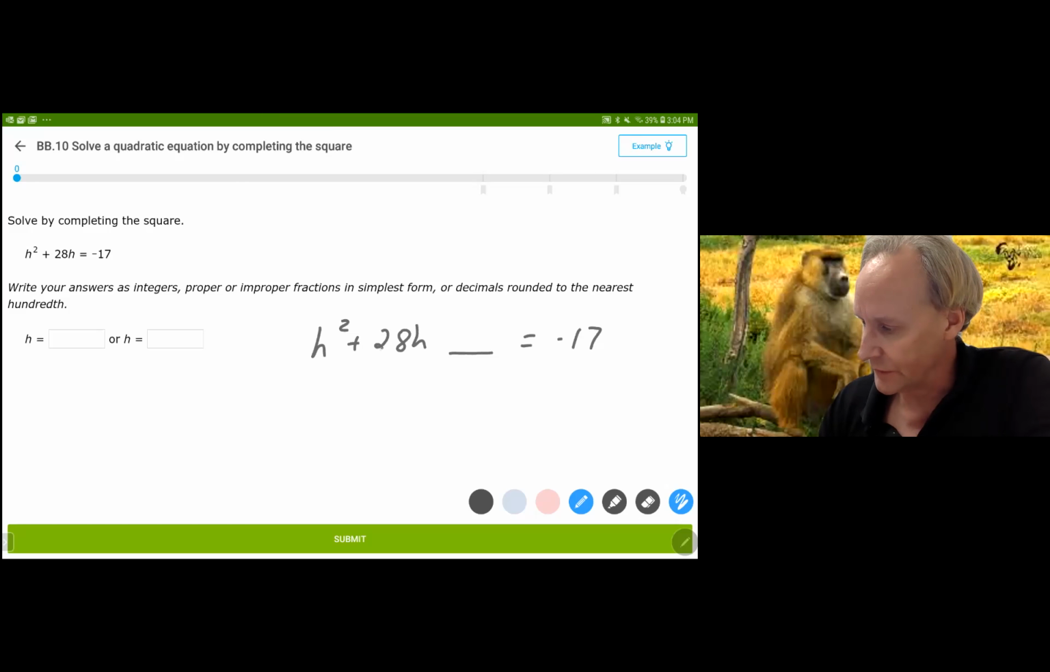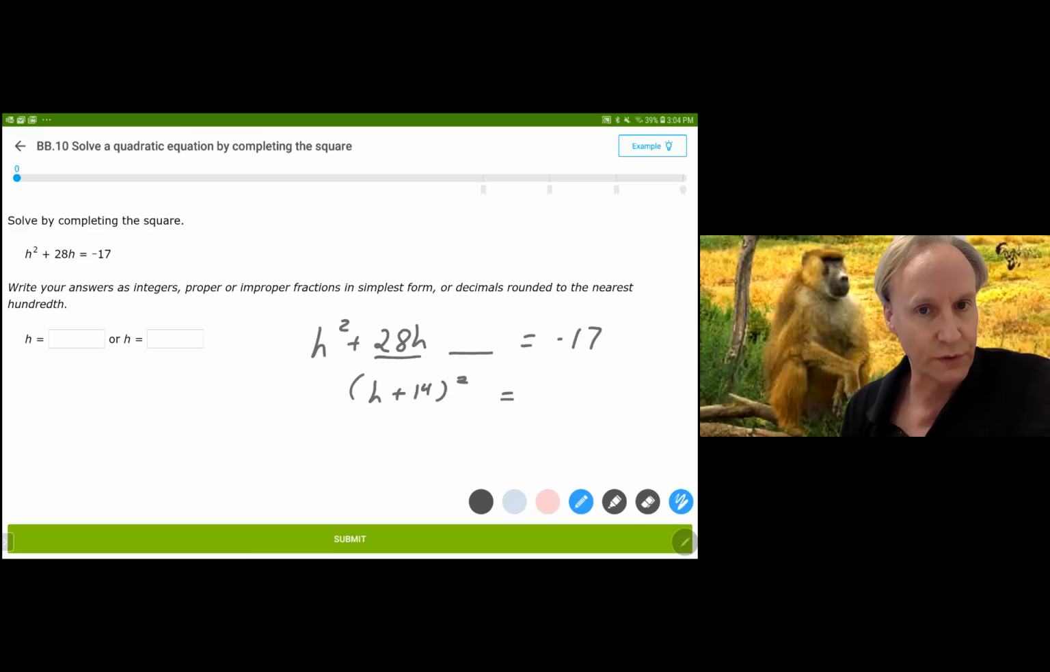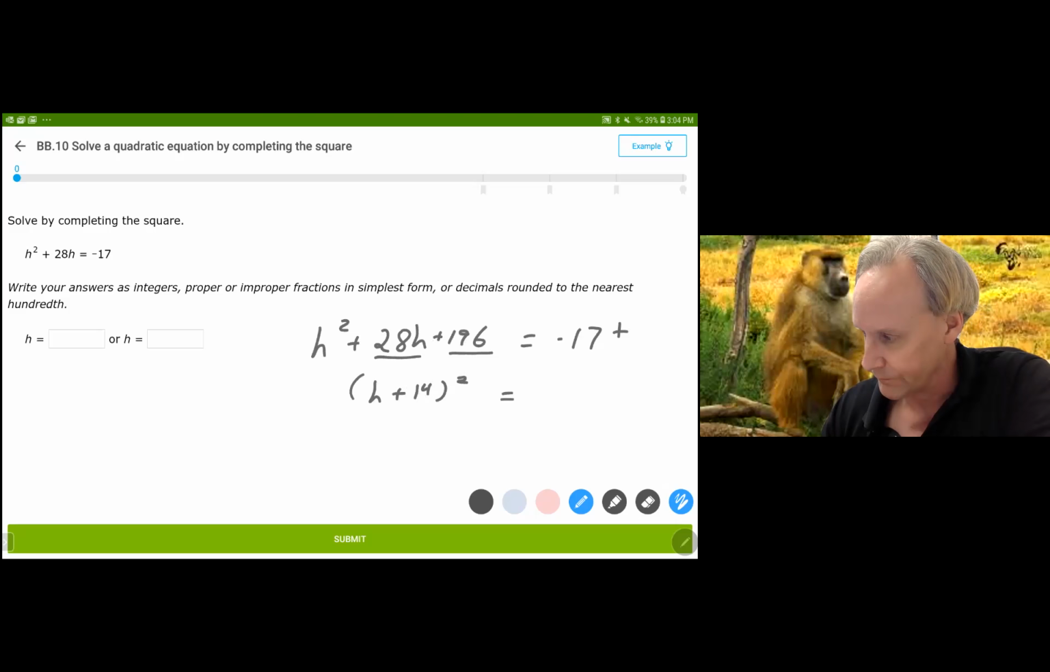If you haven't done completing the square, remember that what we're really looking for is h plus something squared on this side, equal to a number. Well, we know that this has to be 14 because this middle term is 28h. So 14 squared is 196. That's what I have to add to both sides. And when I add 196, I get 169, I believe.